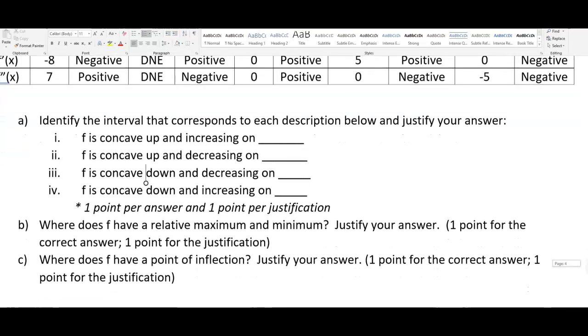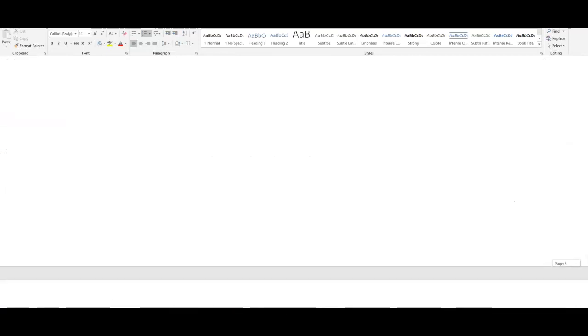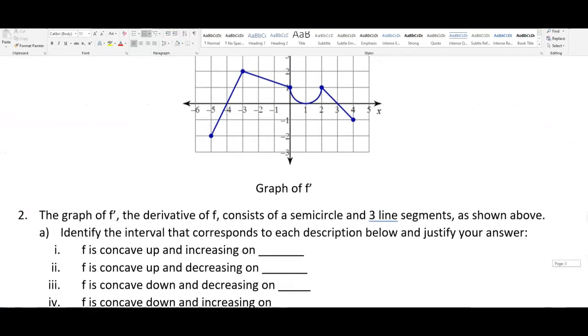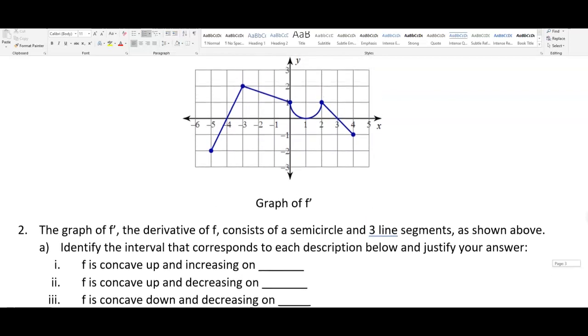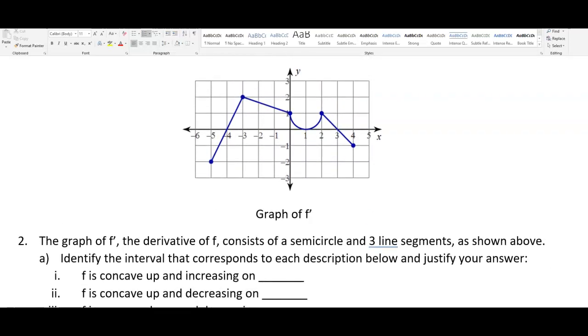So we're now done with number 3. Let's jump back up now and take a look at number 2. So number 2 is actually pretty much the same questions as the questions that we looked at in number 3. But instead of me giving you a table of data, I'm giving you a graph. Okay? So it's literally the same thing.